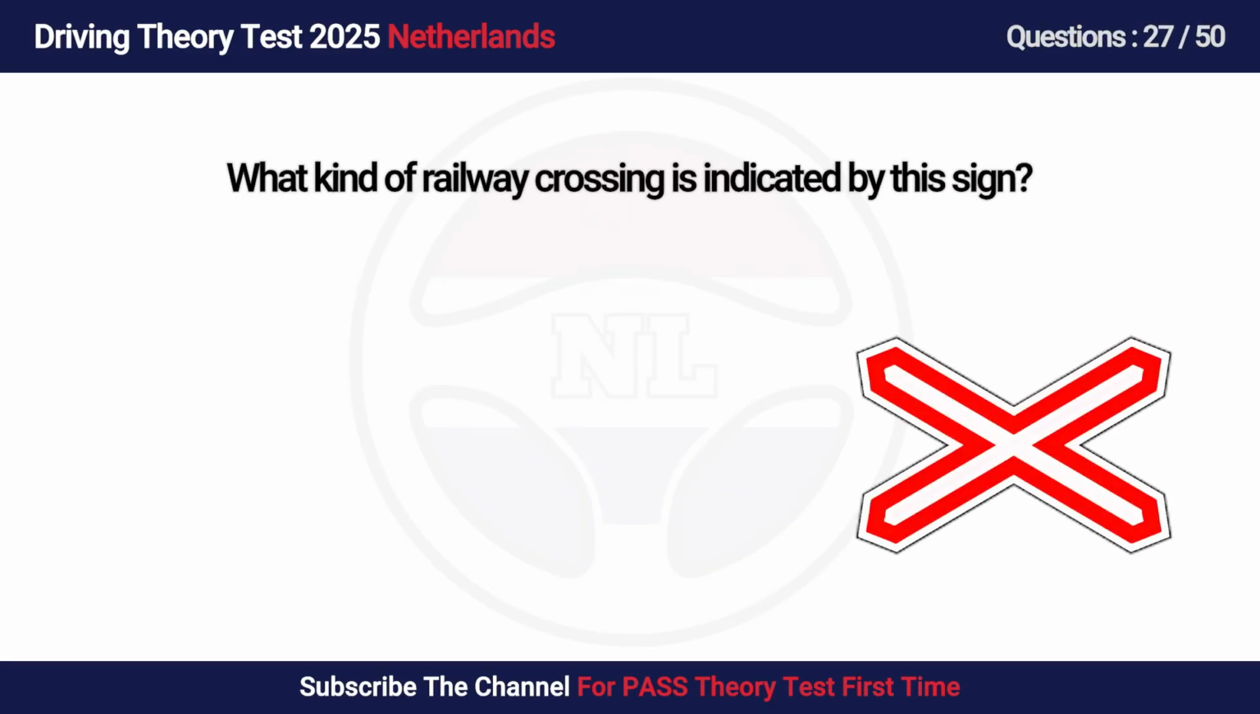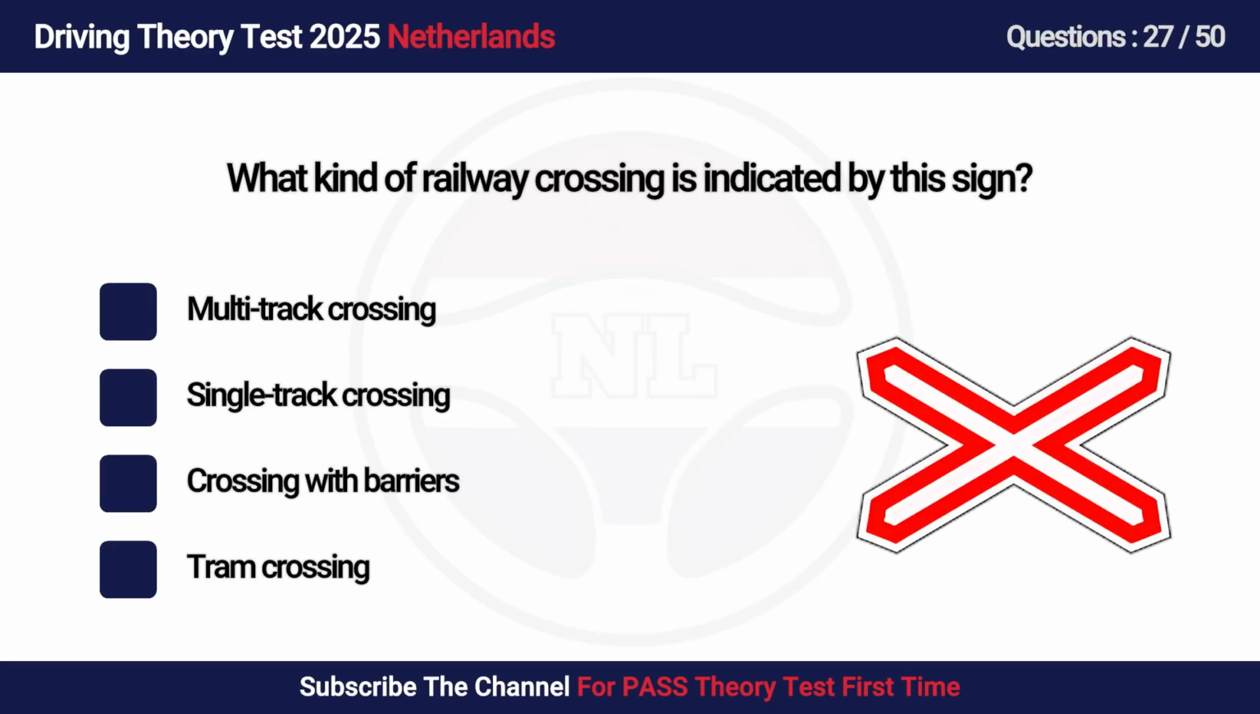Question 27. What kind of railway crossing is indicated by this sign? A. Crossing. B. Crossing. C. Crossing with barriers. D. Tram crossing.